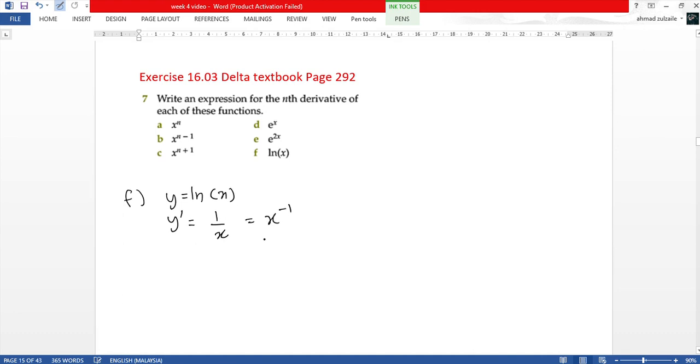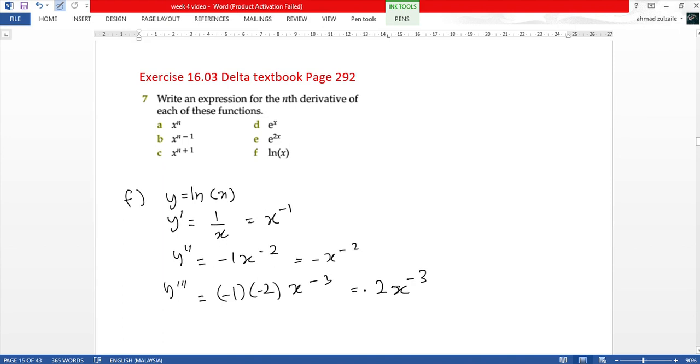Or x power of negative 1. Y double prime is negative 1 times x power of negative 2, or negative x to the negative 2. Y triple prime is negative 1 times negative 2 times x power of negative 3, so 2x power of negative 3. You can see the pattern from here. The first derivative is positive, the second derivative becomes negative, and then it changes back to positive.